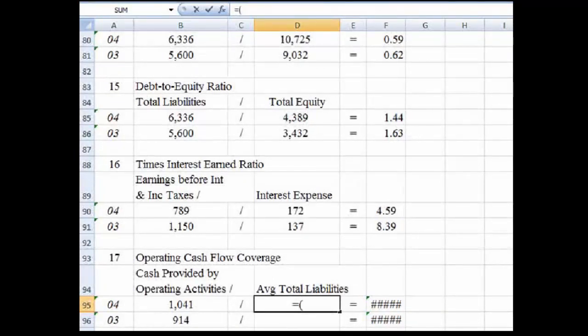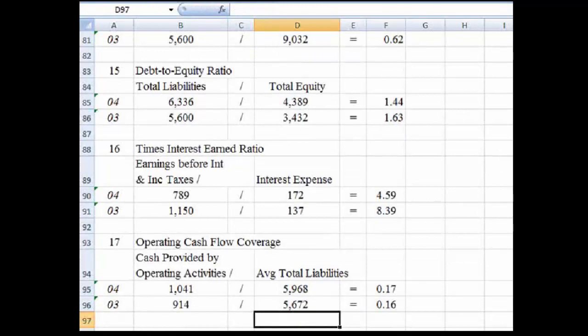For the 04 line, the formula will be open paren 6,336 plus 5,600 close paren divided by 2. These numbers, of course, are on the total liabilities line of the balance sheet in the book. The formula for 03 is the same, except the 5,743 can be substituted for the 6,336 number. The ending results of 0.17 and 0.16 indicate that the operating cash flow would take a significant amount of time to pay off all the total liabilities.